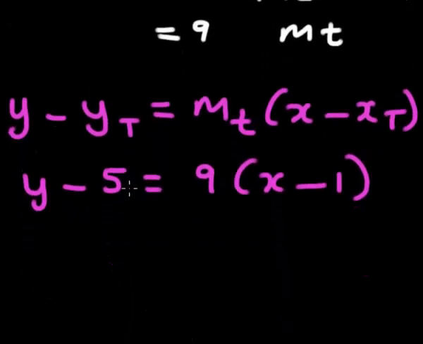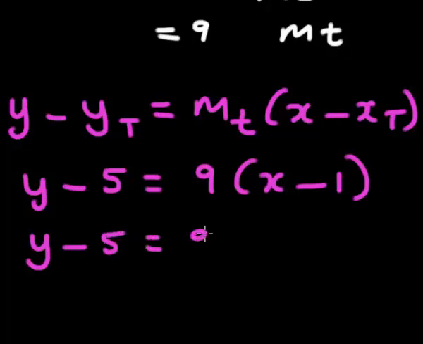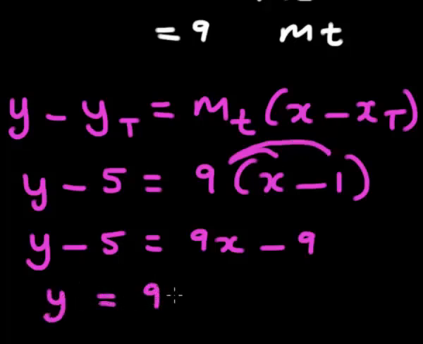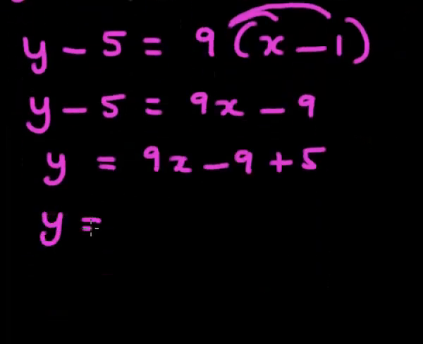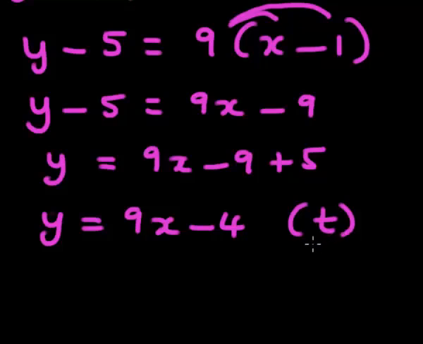So we plug in the values here. So what would that give us? y minus 5 is equal to 9x minus 9 if you distribute. And if you bring the negative 5 to the other side, it will be negative 9 plus 5. And your answer will be then y is equal to 9x minus 4. That is your equation of the tangent to the cubic at x equals 1.